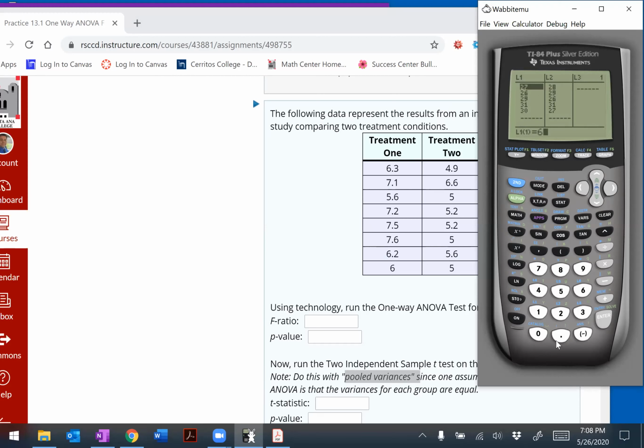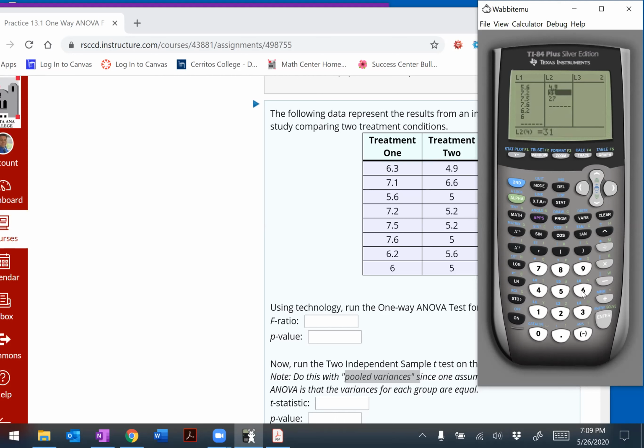So this is 6.3, 7.1, 5.6, 7.2, 7.5, 7.6, 6.2, and 6. That's correct. Okay, and then we go 4.9.